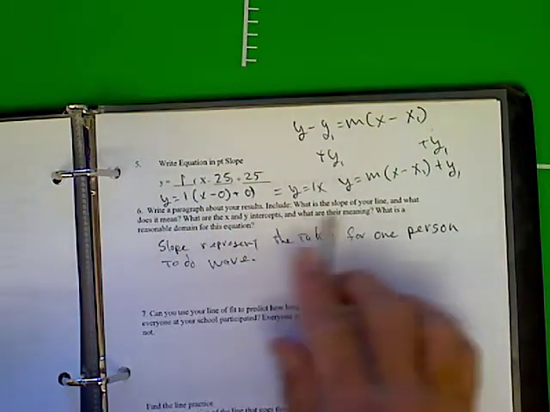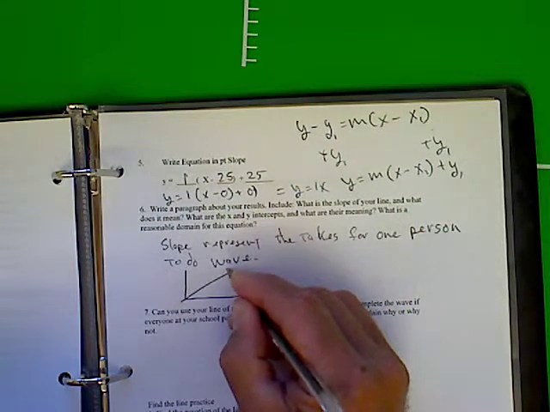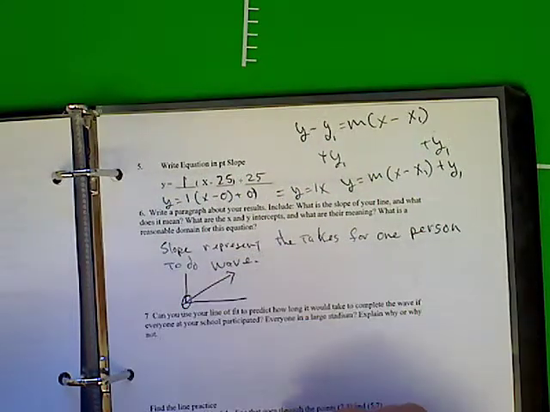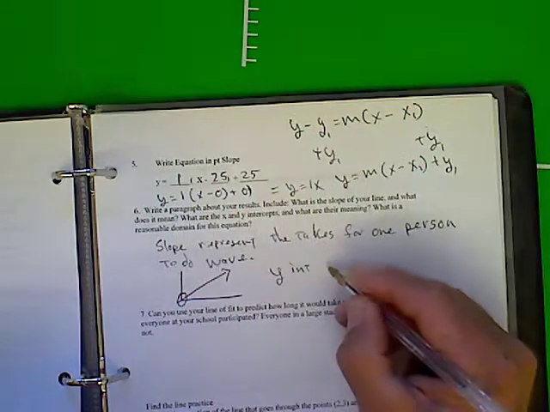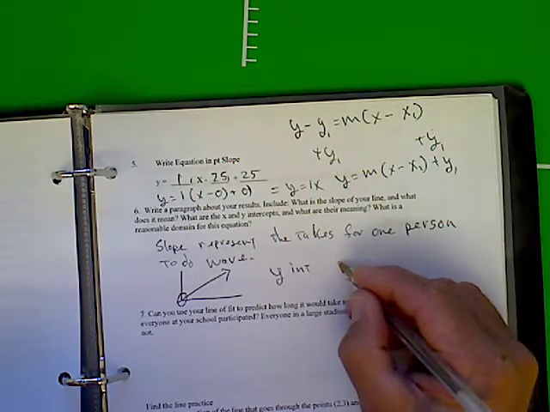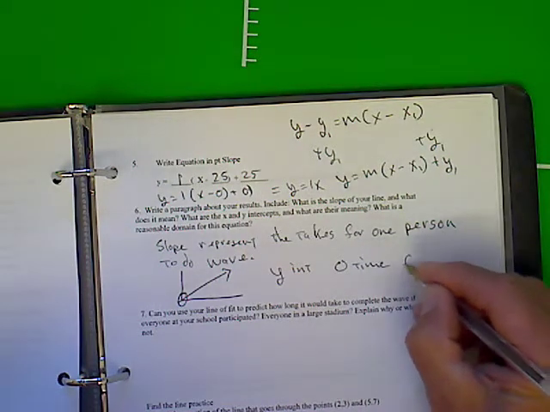What do the x and y intercepts mean? So let's think about this. My y-intercept and my x-intercept are the same, and my y-intercept tells me that it takes no time for no people to do the wave.